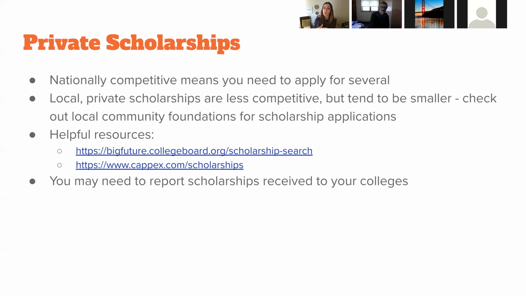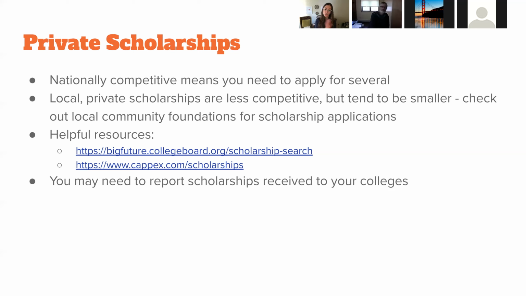More likely is that your son or daughter will qualify for a local private scholarship. These are less competitive, but tend to be smaller, you know, $500, $1,000, $2,000. So you can check out local community foundations for scholarship applications that are unified, sort of like a joint scholarship application. Wherever you live, you can look for the local community foundation of, and then your region. Oftentimes the private foundations will come together and agree on one unified scholarship that the student can fill out and qualify for smaller local scholarships that way.